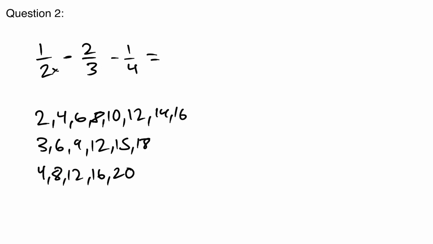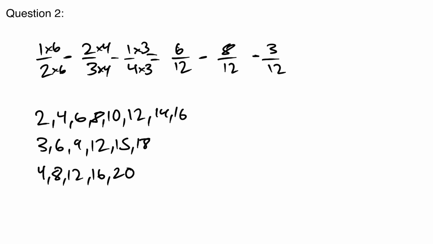So 2 times 6 is going to give us 12, and what we do to the bottom, we have to do to the top. So 1 times 6 is going to equal 6, and our first fraction is going to be 6 over 12. Then for our second fraction, to make 3 into 12, we have to multiply by 4, and we have to multiply by 4 on the top too, so that'll give us 8 over 12. And then to make 4 into 12, we have to multiply by 3, and what we do to the bottom, we do to the top. So that's going to give us 3 over 12.